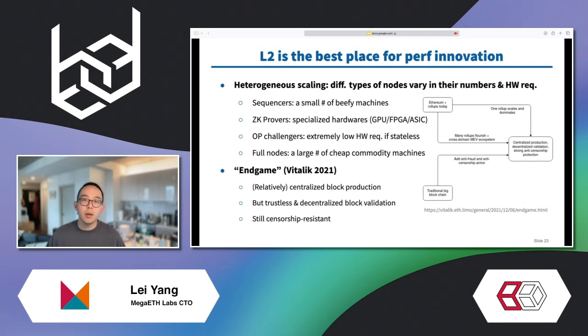So note that here the basic idea of heterogeneous scaling was introduced long ago. For example, Vitalik's endgame post argues that if you want high performance, then inevitably you have to relatively centralize the block production. And it is fine, actually, as long as there's some anti-censorship protection and block validation remains decentralized.